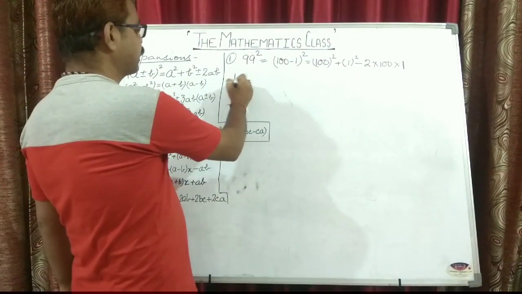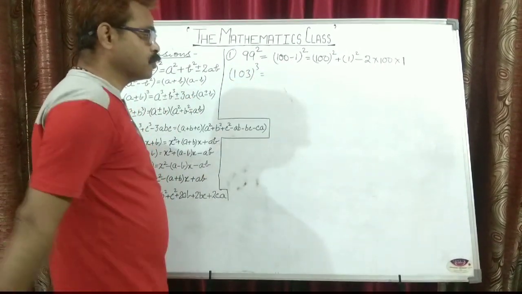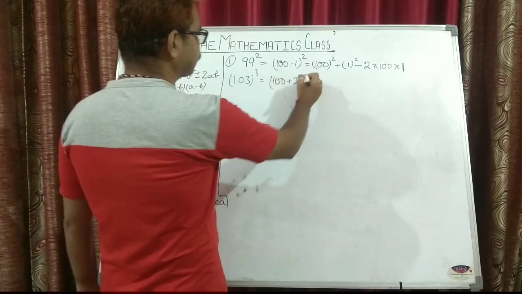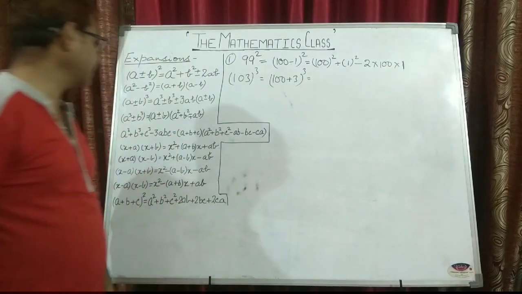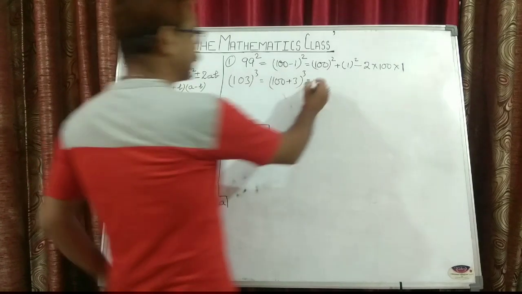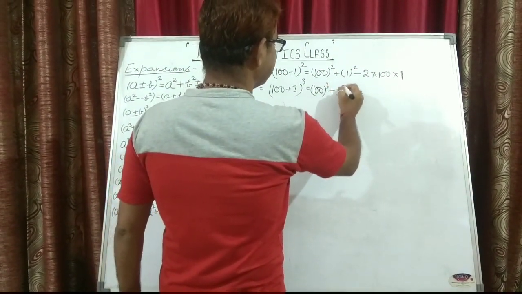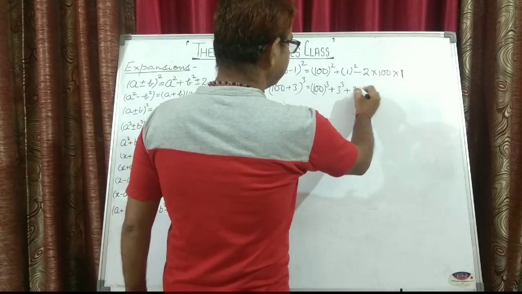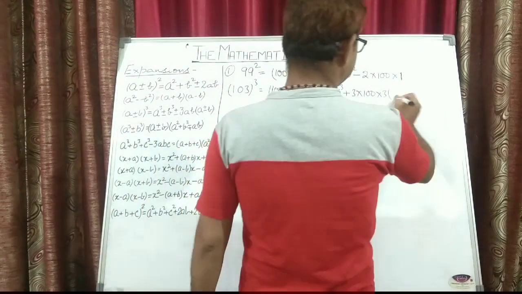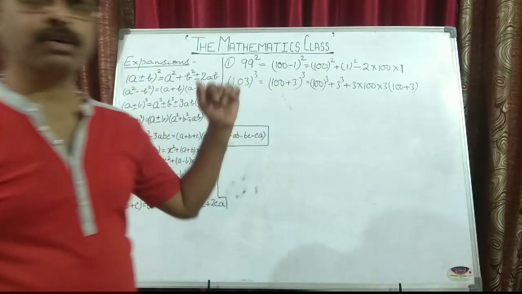Similarly, if it is 103 whole cube, so again this can be broken into 100 plus 3, that is (103) whole cube. Now you know that (a plus b) whole cube is a cube plus b cube plus 3ab times (a plus b). So that can be written as a cube plus b cube plus 3ab times (a plus b), that is 100 plus 3. Now only the calculation part is left.